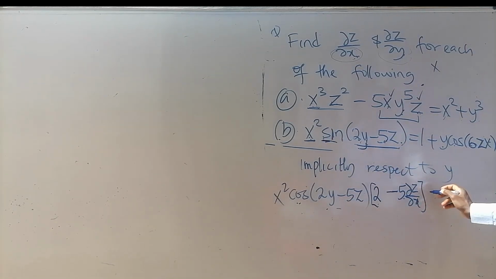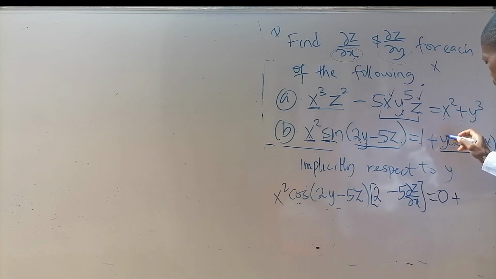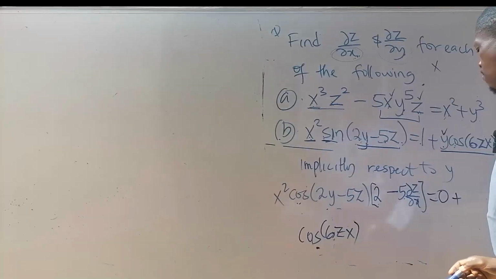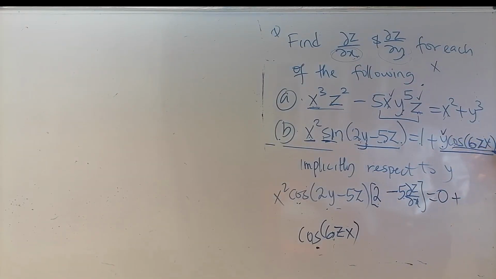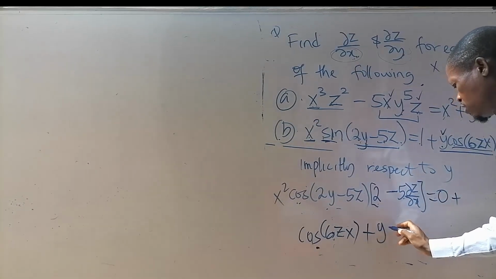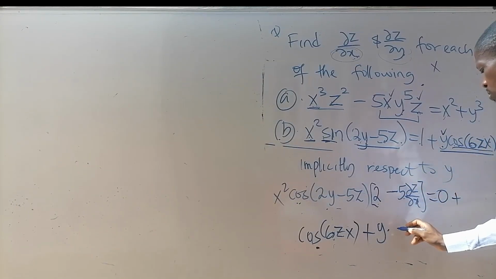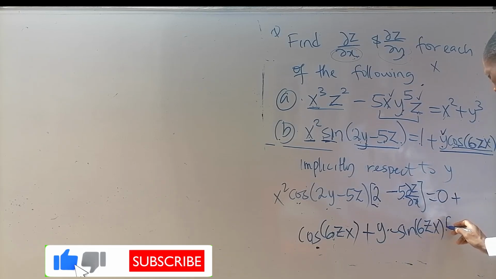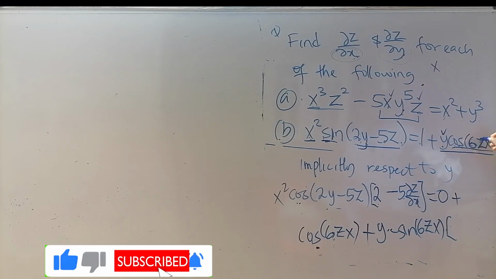Then equal to 0. Here plus this one is going to be a product rule with respect to y. So I'm differentiating this one first, I'm having cos of the function, differentiating this one and keeping this one constant. Then plus, now keep your y constant and differentiate your cos. That will be minus sine times the derivative of this inner function with respect to y.